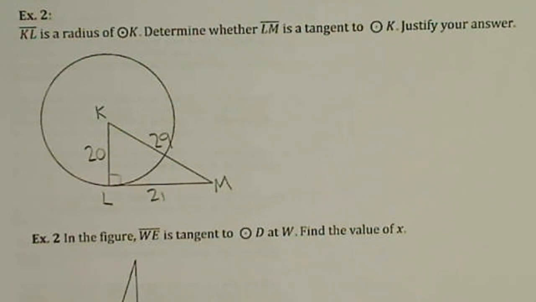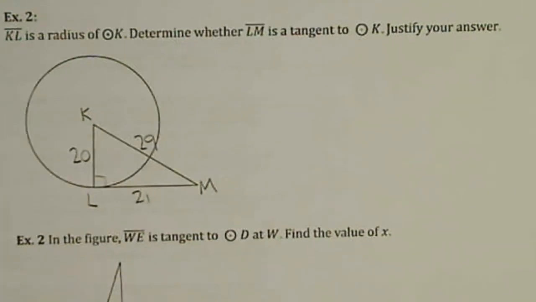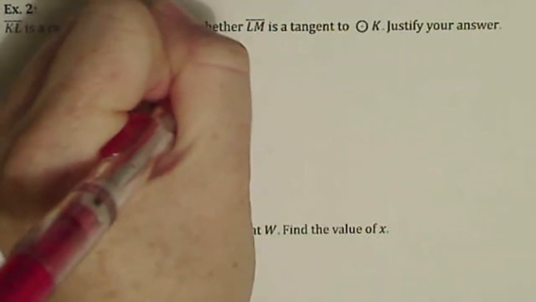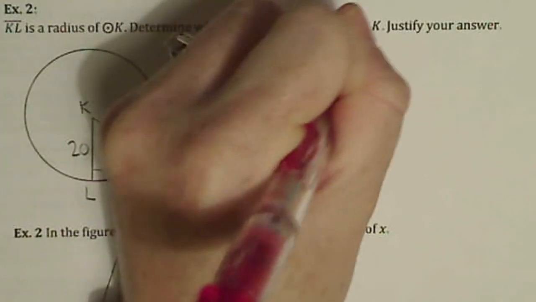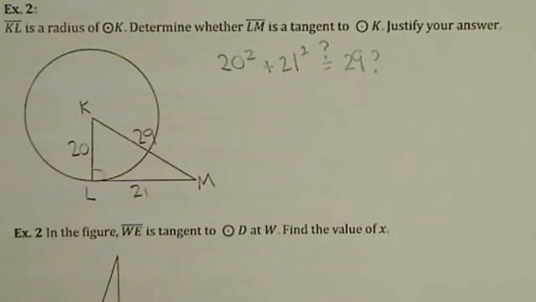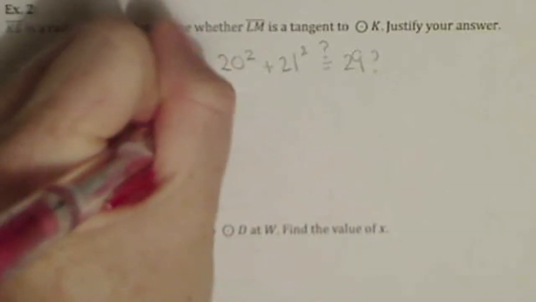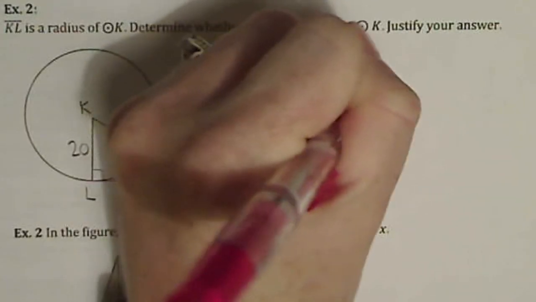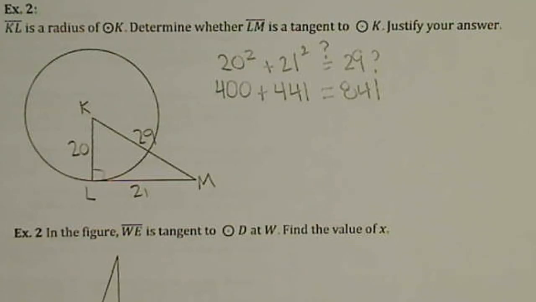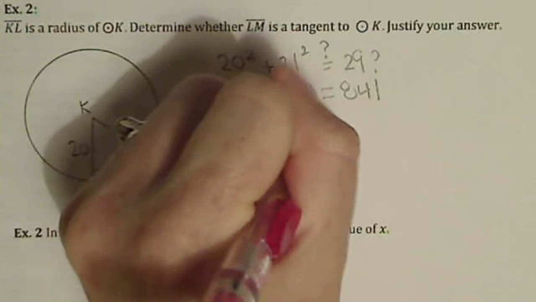So let's use the converse of it, and let's prove that it's a right triangle by using the Pythagorean theorem. So let's say 20 squared plus 21 squared. We're going to see if it equals 29 squared. If it does, it's a right triangle, therefore KL and LM are perpendicular, therefore LM is tangent. So we've got 400 plus 441 equals 841. Okay, is that true? Does 841 equal 841?